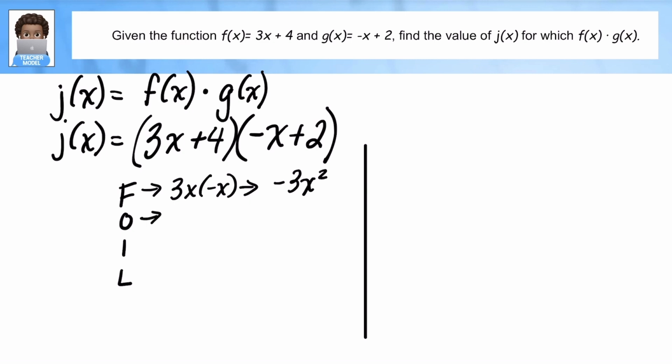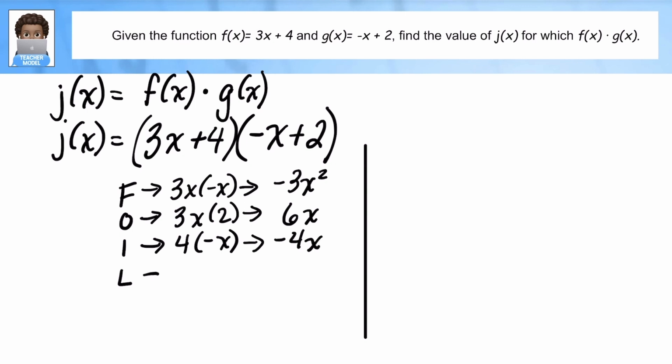Let's go to our outside numbers, which are 3x times 2, which gives us 6x. Our inner numbers, 4 times negative x, negative 4x. And the last numbers, 4 times 2, which gives us 8. All right, so now let's rewrite it.